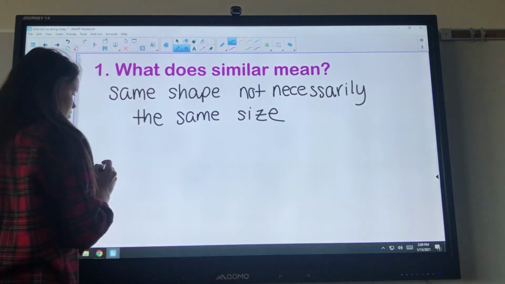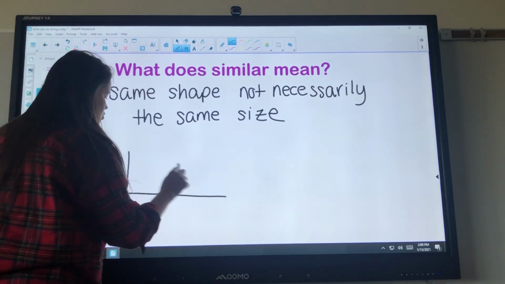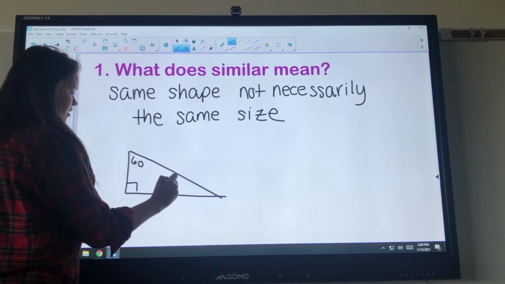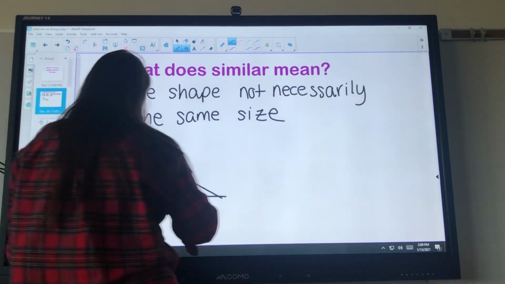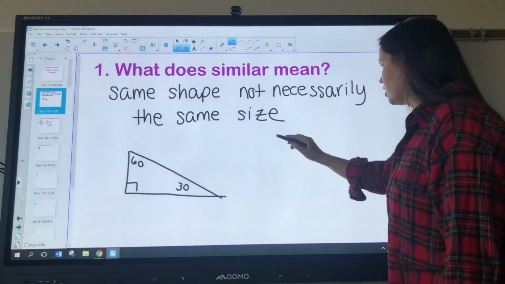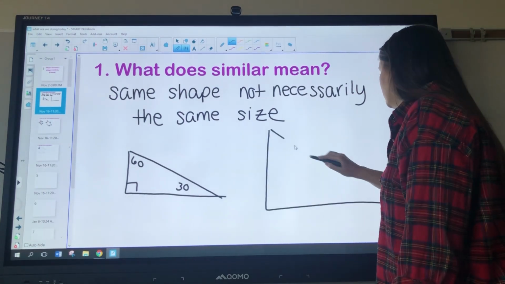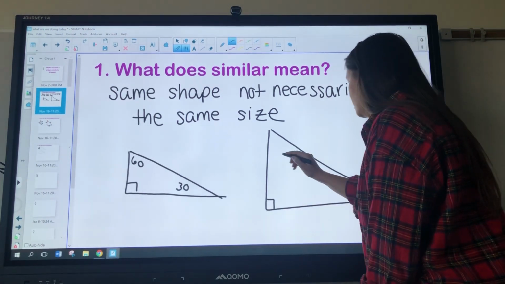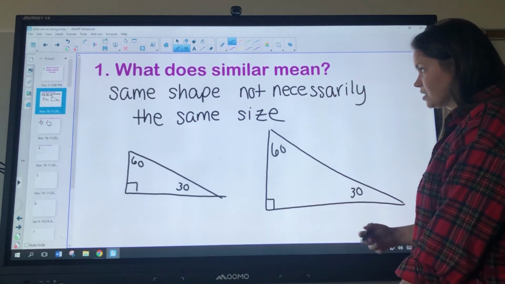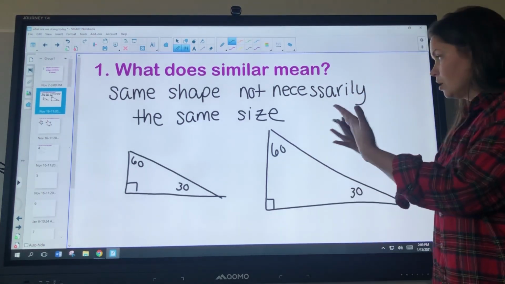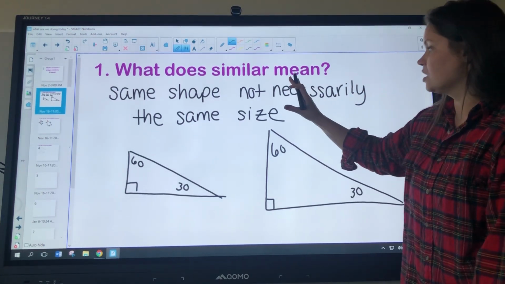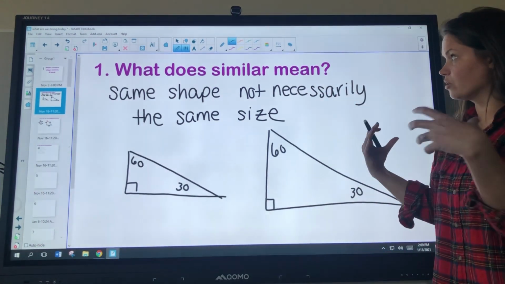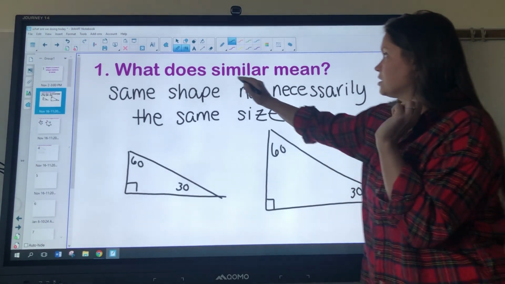So I'll show you what that means with triangles. So let's say you have a right triangle. 90 degrees there, maybe there's 60 degrees there, and 30 degrees. You can have a much larger triangle with those same angle measures. You could still have 90 degrees, 30 degrees, and 60 degrees, but these obviously are not the same size. This is much bigger. So having the same shape means the same angles, but either a larger version or a smaller version of it. So that's what similar means.